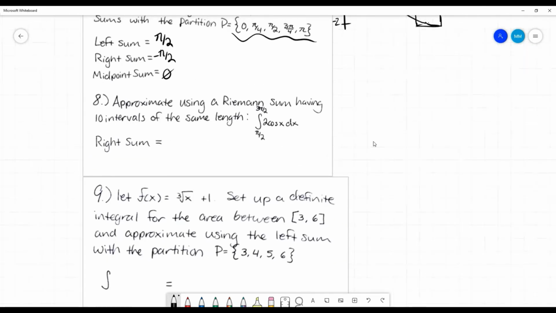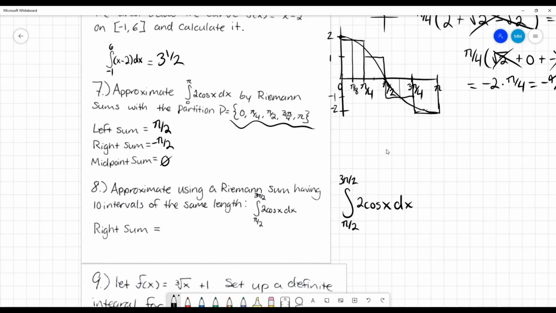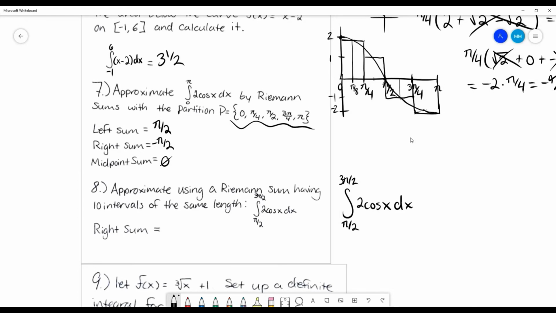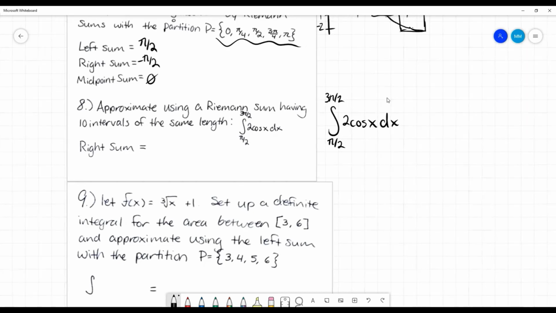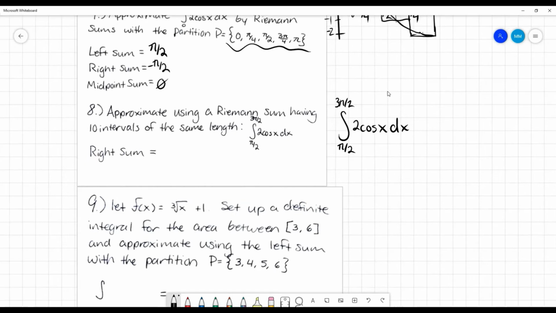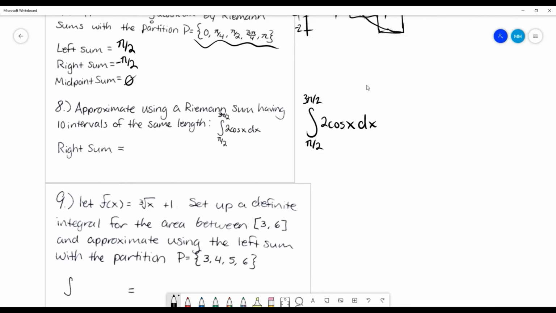Let's try next. It says approximate using a right Riemann sum having 10 intervals of the same length. This integral here. So it goes up to 3 pi over 2 from pi over 2, and it is, once again, that 2 cosine of x. But this is on a different interval there, so we're going to get a slightly different answer probably. They just want to know what the right sum looks like, but we want to split it into 10 intervals of the same length. So honestly, I would go ahead and use our calculator for this. We can draw it out, but it's not fun to.